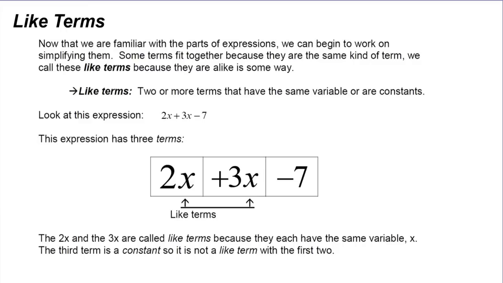So if we look at 2x plus 3x minus 7, we have 3 terms, again, in this expression, 2x plus 3x and minus 7. Now these are like terms. The 2x and the 3x are like terms because they have the same variable, x. They're both boxes that contain x's. There are 2 x's in the first box. There are 3 more x's in the second box. They belong together. So we can actually collect those and put those together. The third term is a constant. So it is not a like term with the first 2. So it does not go with the x's. It does not belong with the x's. It is just a constant.